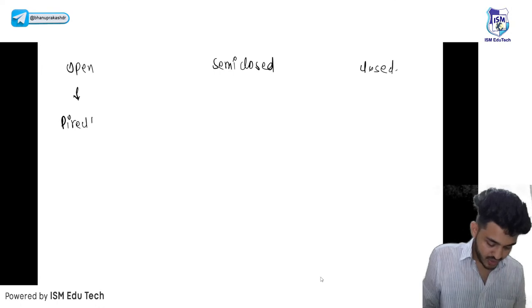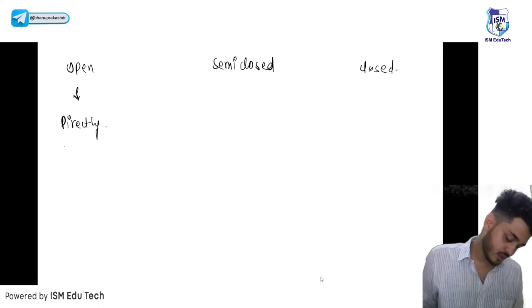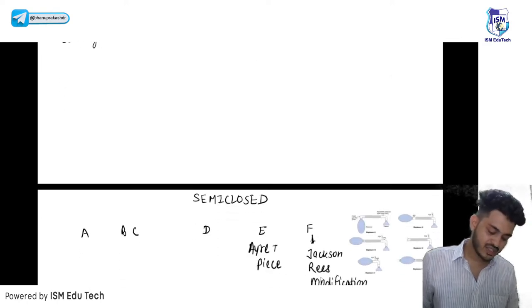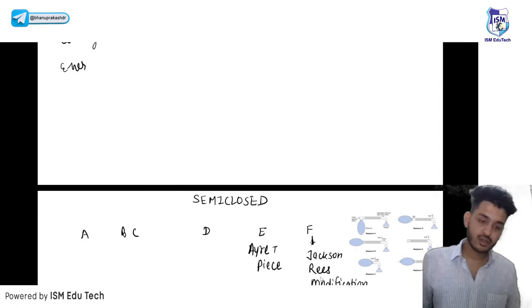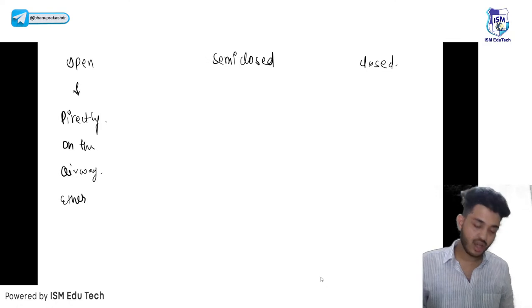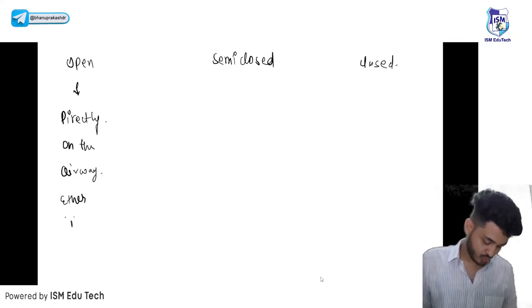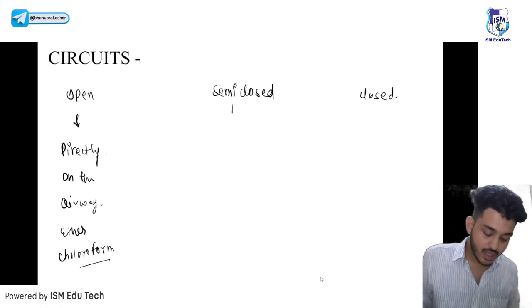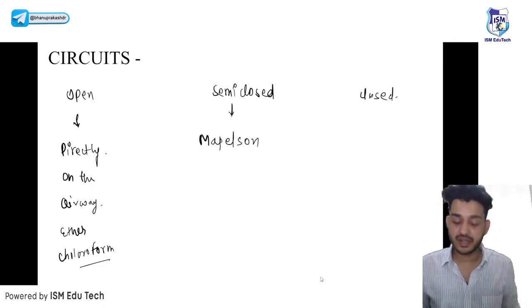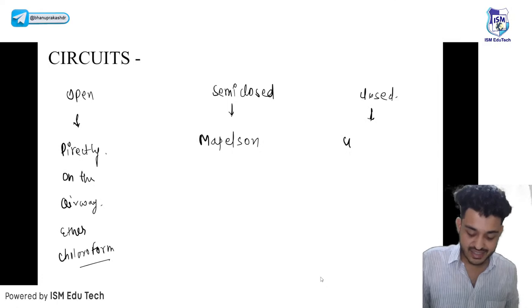The drug is poured directly on the airway. For example, let's see, ether we use. How do we use ether? Thoda ether girate the. That is how we are using. Or you can say chloroform, but we don't use it now. Semi-closed will be your Mapleson circuit. Kya bolte inko? These circuits are known as Mapleson circuits. The closed circuit will be the circle system.